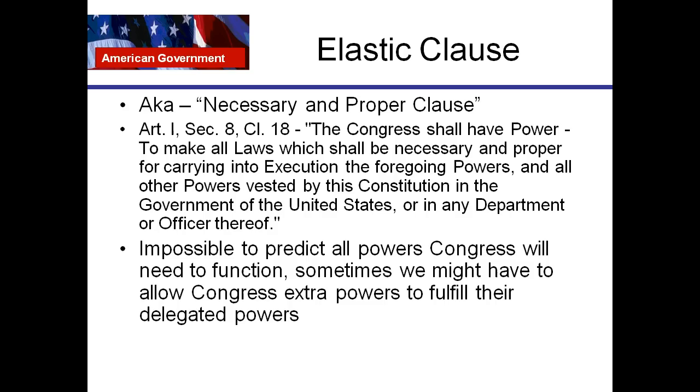Basically, the idea behind this is that it's impossible to predict all the powers that Congress will need to function. So sometimes we might need to allow Congress extra powers to fulfill their delegated powers. These extra powers are called implied powers. So Congress can make laws that are necessary and proper in order to execute its delegated powers, and these powers are called implied powers.